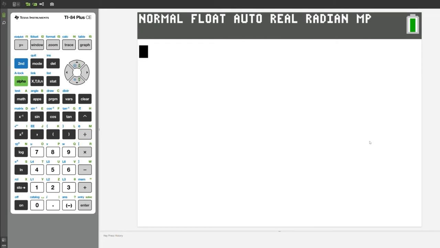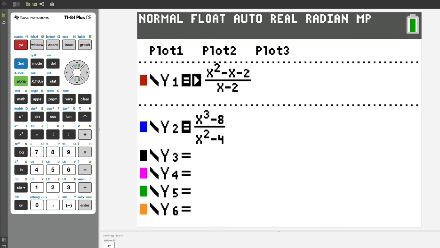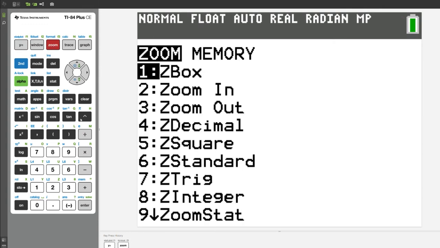Okay, here we are on the main screen of the TI-84. Let's go to y equals, and I have the original function we worked with earlier in y1, and a new function that has a cube and a square, 8 and 4. So I'm expecting something to happen with x equals 2 or negative 2. You can pause and enter y2 now, but we're going to go to zoom 6 so we can see the graph of both of these.